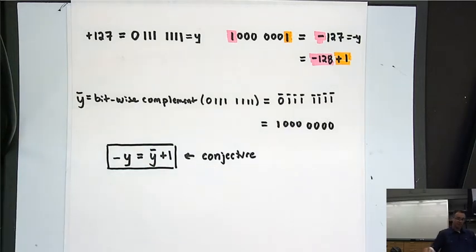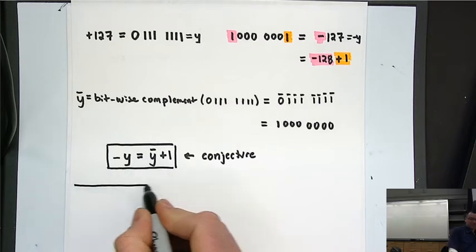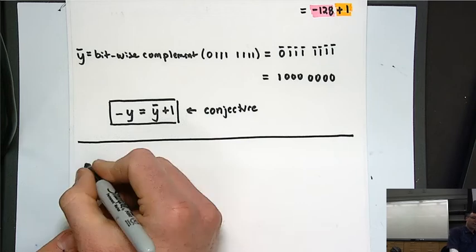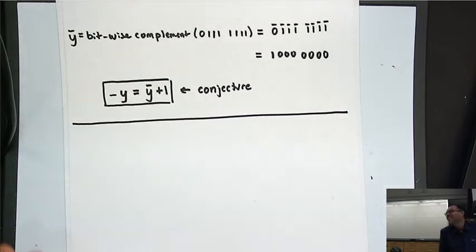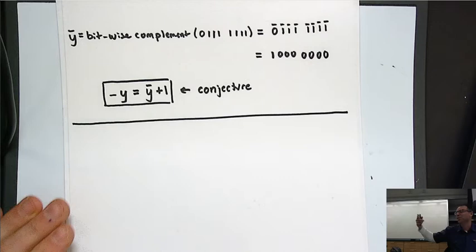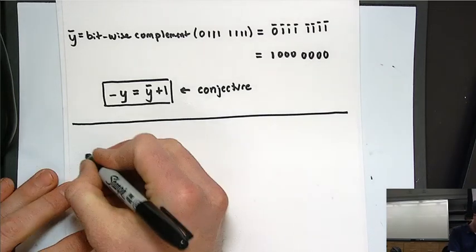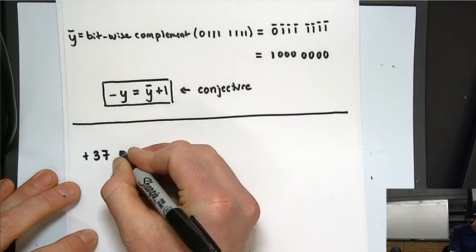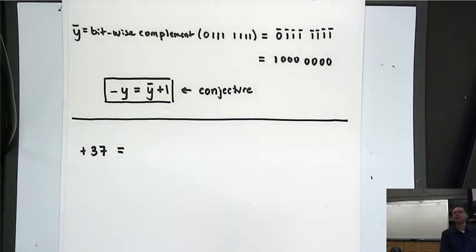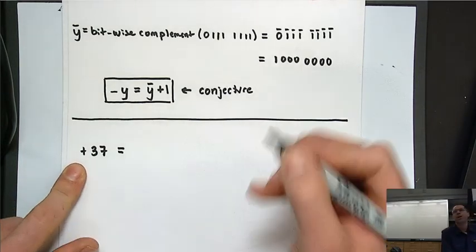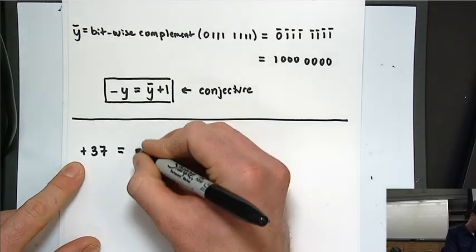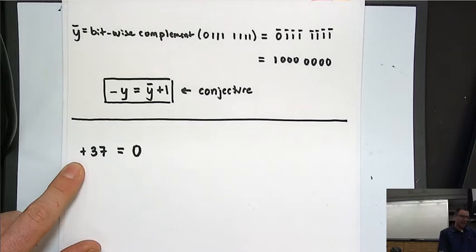Let's try the next one. Give me any number between 0 and 127. It has to be an integer. 37. Okay, so let's do positive 37. What is 37 in an 8-bit signed representation? Is it positive or negative? Positive. The moment I know it's positive, what do I know about the most significant bit? It's got to be 0. Okay, and then 37.